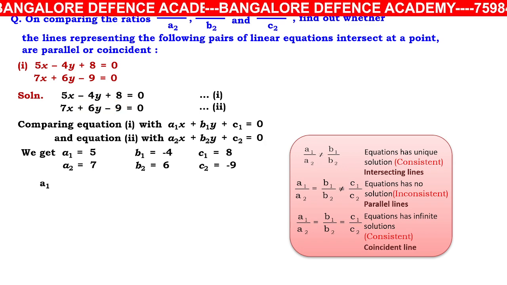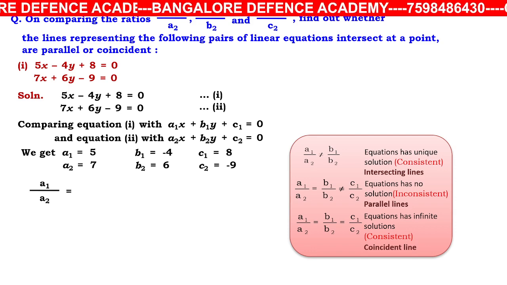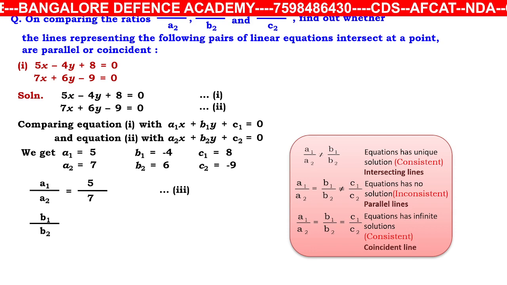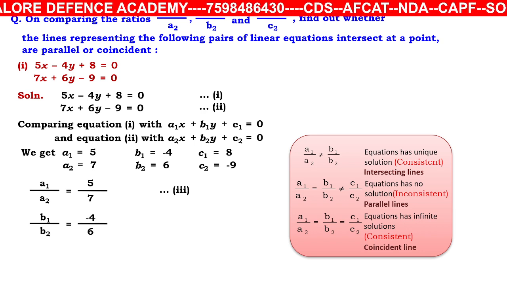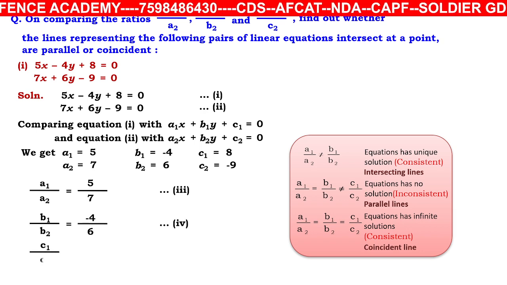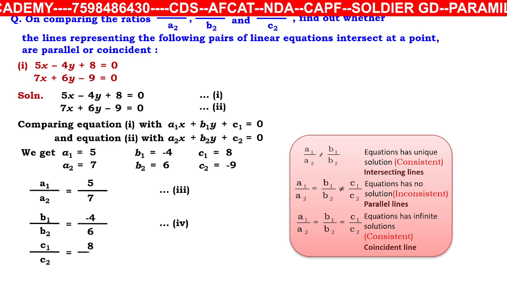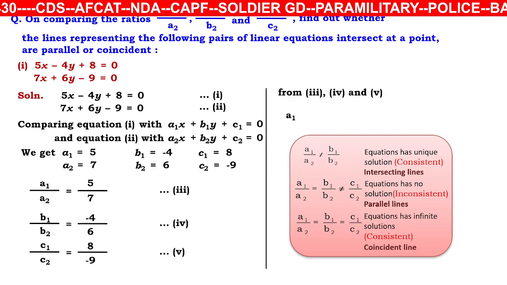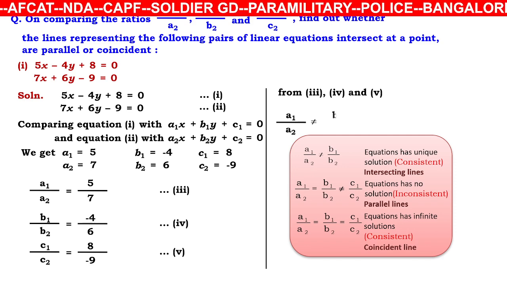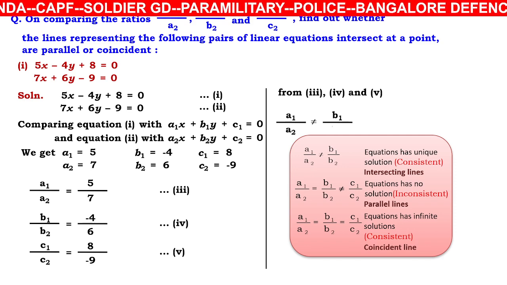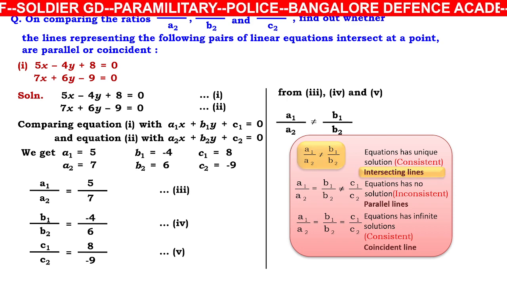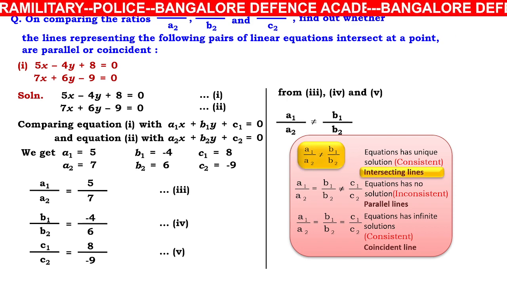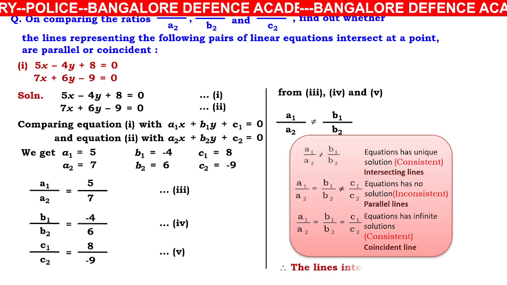Now you have to put in the condition: a1 by a2 is equal to 5 by 7. Then b1 by b2 you have minus 4 by 6, that is minus 2 by 3. Then c1 by c2 is 8 by 9 with a minus sign. Here you have to check whether these conditions are satisfied. From the three conditions, you check that a1 by a2 is not equal to b1 by b2. That means they are intersecting lines. So we come to a conclusion: it is an intersecting line, and it is consistent. Okay, fine. Next.